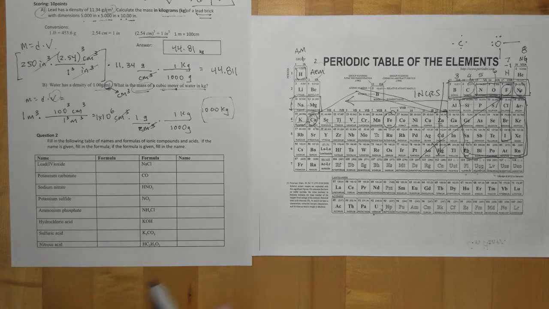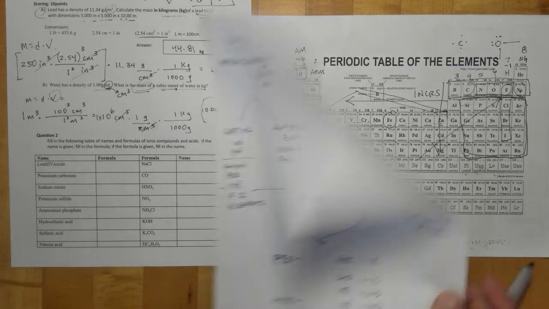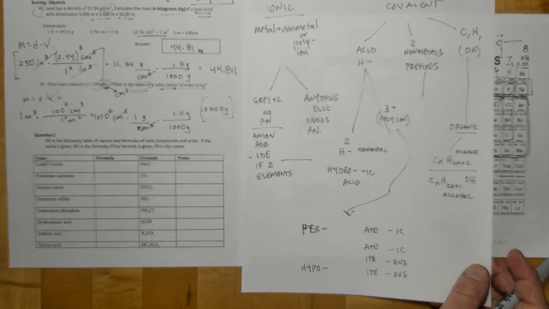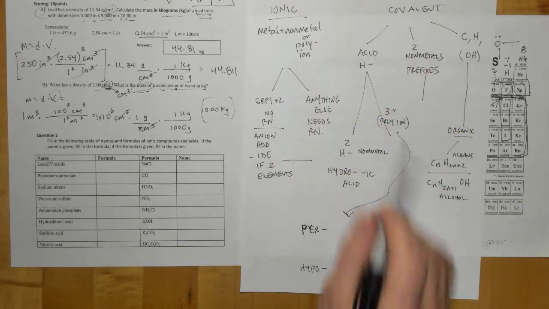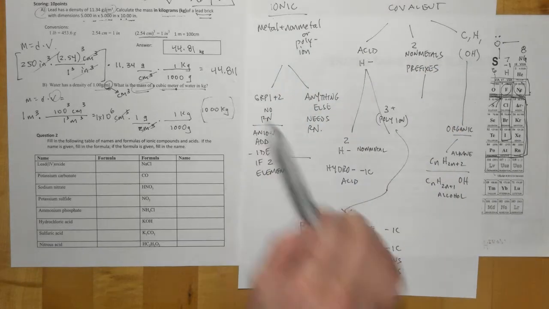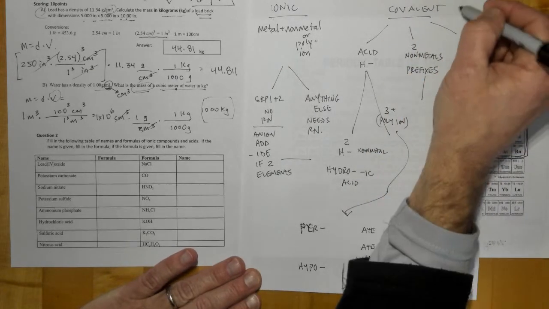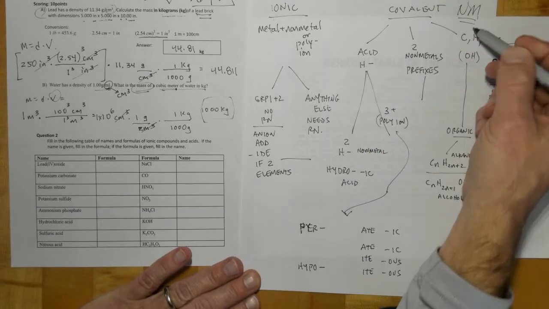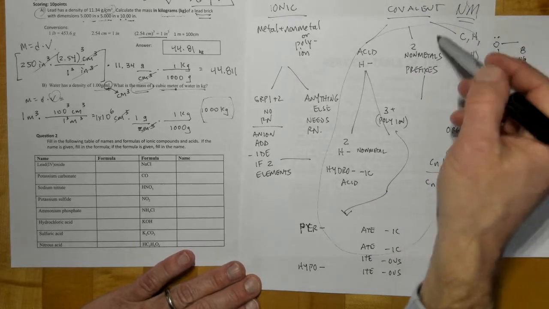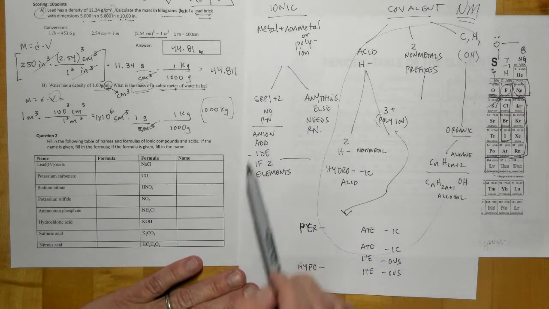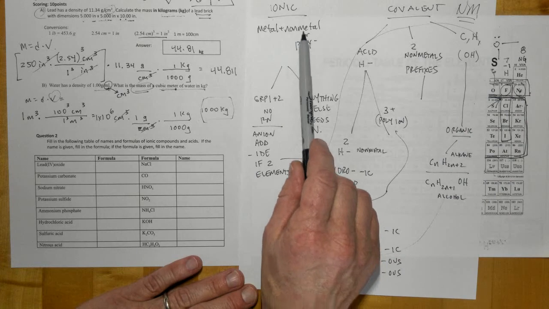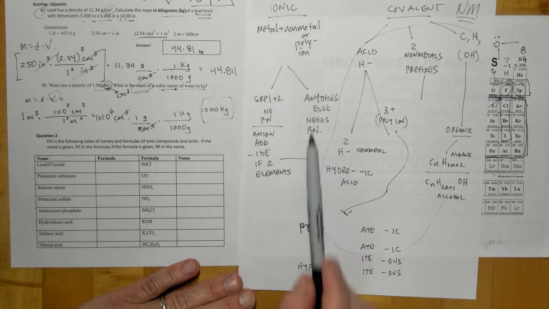Alright, so this next question is a bunch of naming and formulating, and I got a little naming and formulating review sheet right here in ionic and covalence. Ionics are here on the left, covalents are here on the right. If you just remember, covalents are the ones that have only nonmetals, then you're over in this area right here. Ionics always have a metal, or two polyatomic ions, or a metal and a polyatomic ion.